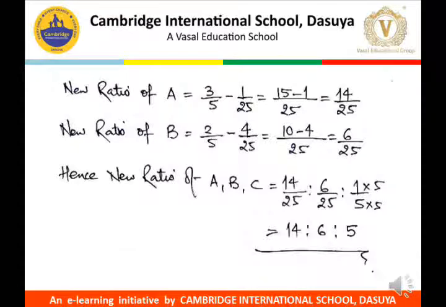The old ratio of A is 3 by 5, and if we give 1 by 25 to C, the remaining would be 14 by 25. Again, new ratio of B would be 2 by 5 minus 4 by 25, which comes to 6 by 25. Hence the new ratio of A, B, C is 14 by 25 is to 6 by 25 is to 1 by 5. Taking the denominator as same, the ratio would be 14 is to 6 is to 5.